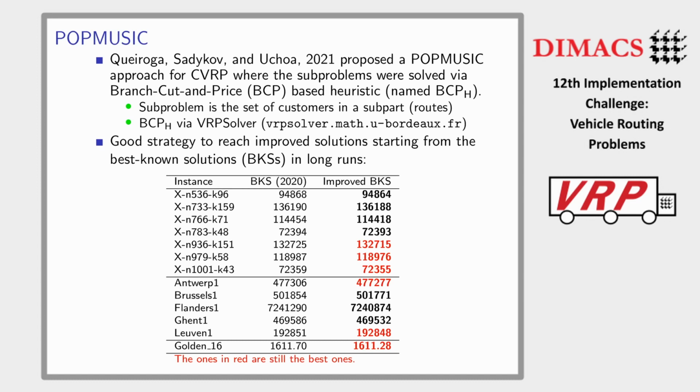But I would say that it's a very interesting strategy to reach improved solutions starting from the best known solutions, BKS, in long runs. It was shown in an experiment of 2020, where starting from the BKS at that time, we managed to improve several solutions of the CVRP. Some of them are still the best ones in CVRPLIB.